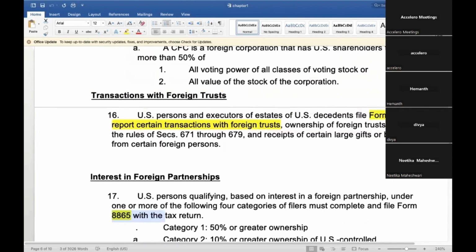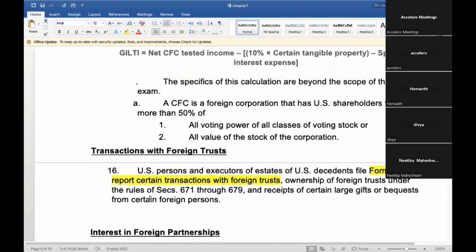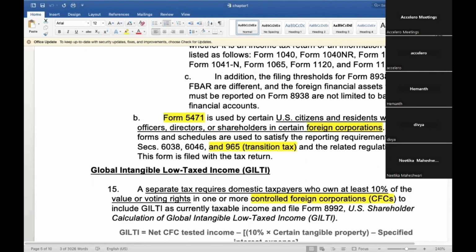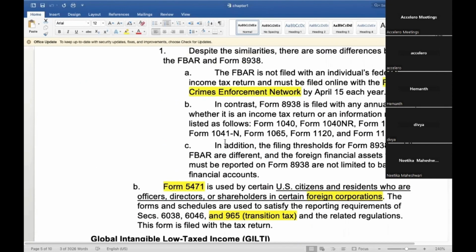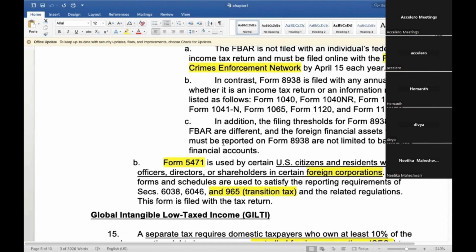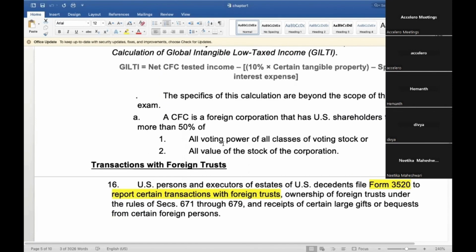Non-filing of any of these forms, 3520, 8865, 5471, or 8938, will lead to a minimum liability of $10,000 per year. That's a very, very high amount. We need to be extra careful here.